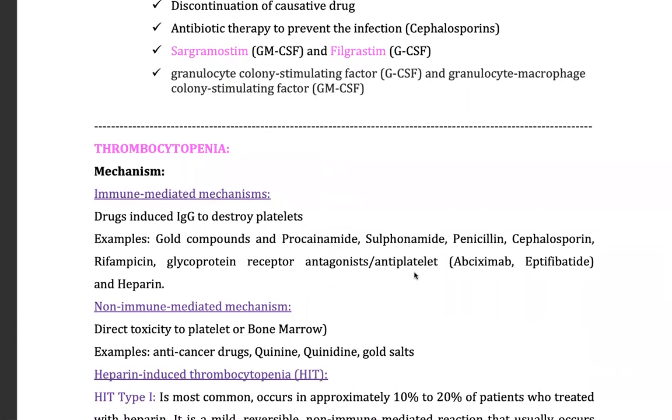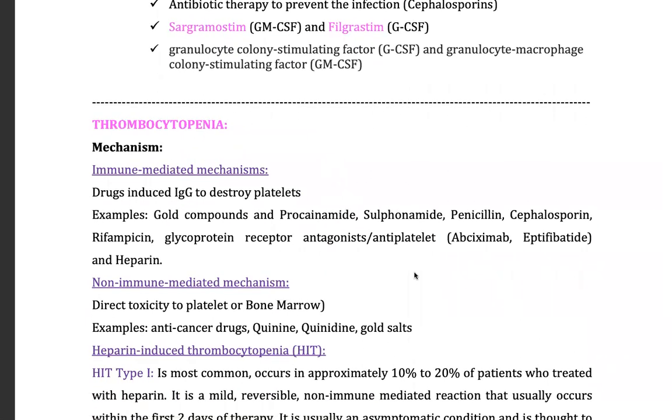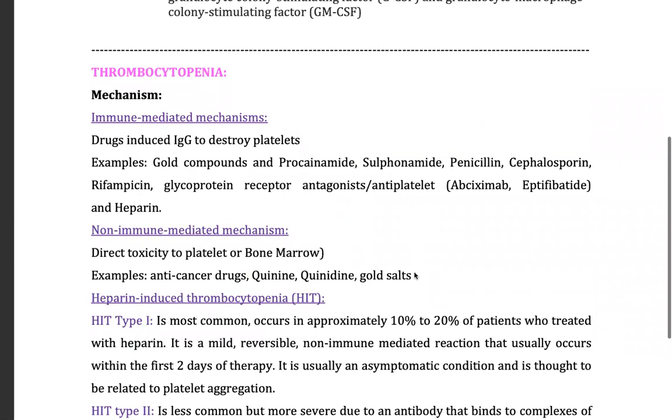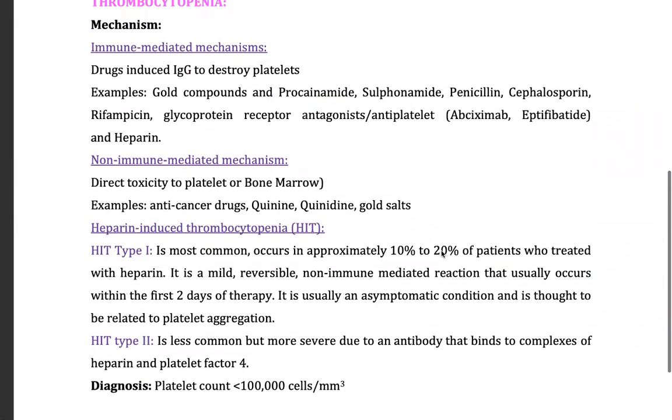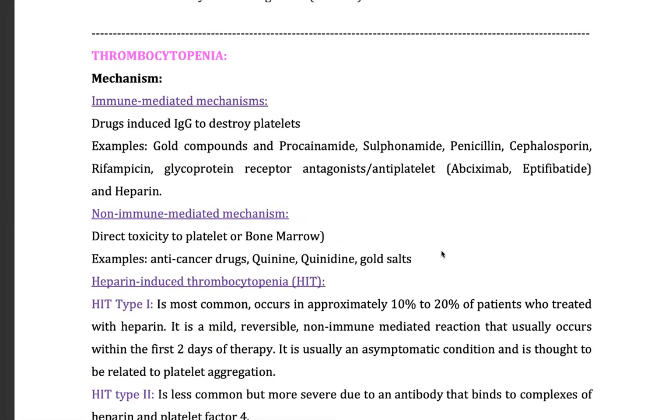Thrombocytopenia, the last hematological disorder. It generally acts by three mechanisms. The first one is immune mediated mechanism. Second one is non-immune mediated mechanism, and the third, the most important, is heparin induced thrombocytopenia. Let us see the first, immune mediated mechanism.